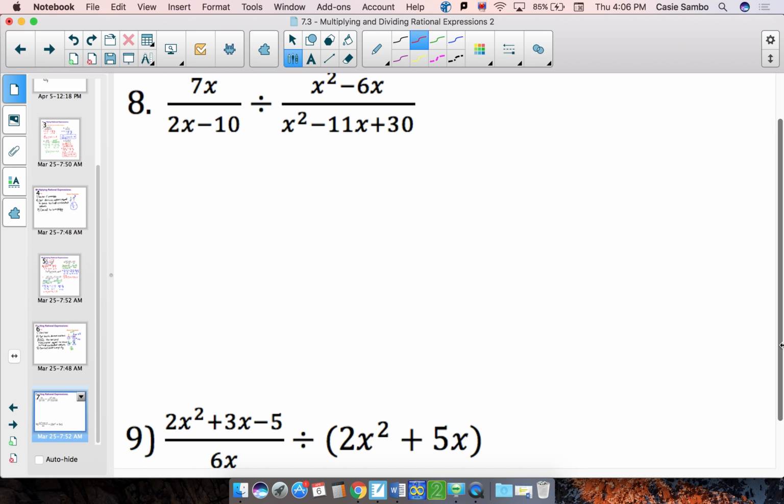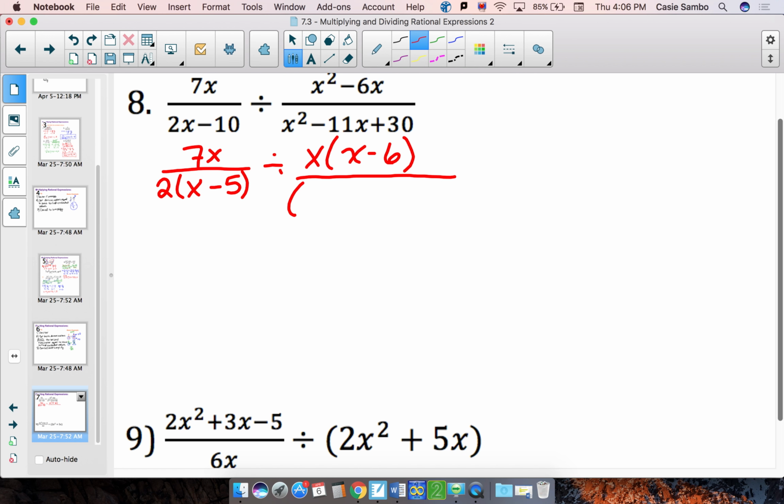So we are going to factor. 7x doesn't factor. It's going to stay the same. 2x minus 10 does factor. I can pull out a GCF of 2. So I'd have 2 times x minus 5. I'll keep it as divided for now. I could change it to a multiplication and flip it. It wouldn't make a difference, but I'm just going to leave it alone. I can pull out a GCF of an x. So I'd have x times x minus 6 over, factor this, I get x minus 6, x minus 5.